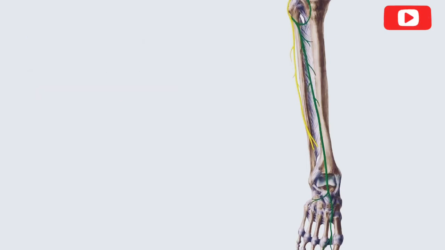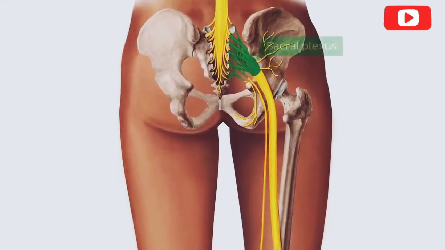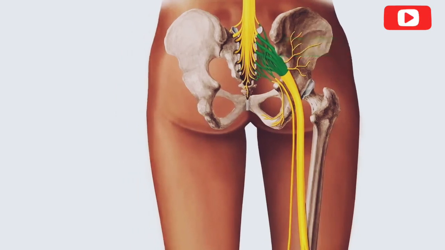All right, it's time to leave the sciatic nerve now and to discuss some other branches of the sacral plexus. It's worth noting that the sacral plexus gives off quite a few nerves, but for today, we're just going to focus on the ones that we can see in this illustration.